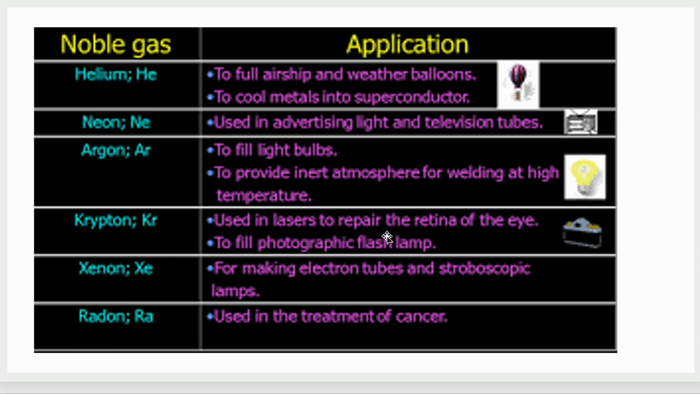Krypton is used for lasers as well. Xenon is used for electron tubes, stroboscopic lamps. Those are lamps that flash very fast and also can be used for imaging. Radon is used in the treatment of cancer, because this is a radioactive element. So those are some of the most important applications for the noble gases.